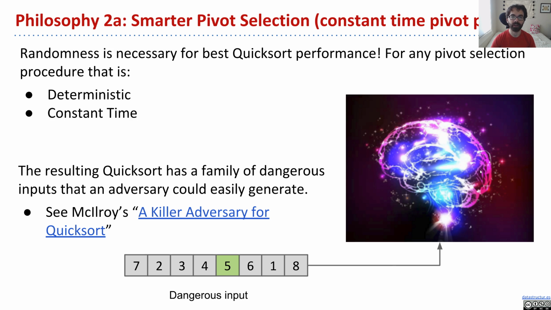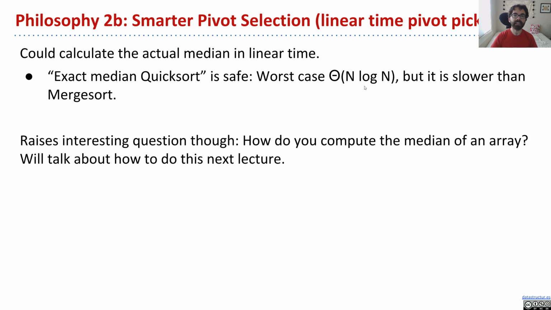Okay. So this approach, while elegant, has an Achilles heel, that there's some dangerous input that will cause the quicksort to break, and that input can actually be generated and maybe given to you by an adversary. Now there's a way around that, which is philosophy 2b, which is let's actually find the exact median. So rather than saying, okay, well, let's approximate the median, let's find the exact median. But the problem with this is that while it is worst case n log n, this overall approach is slow.